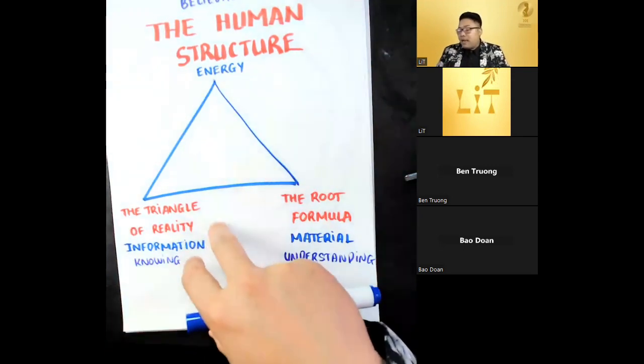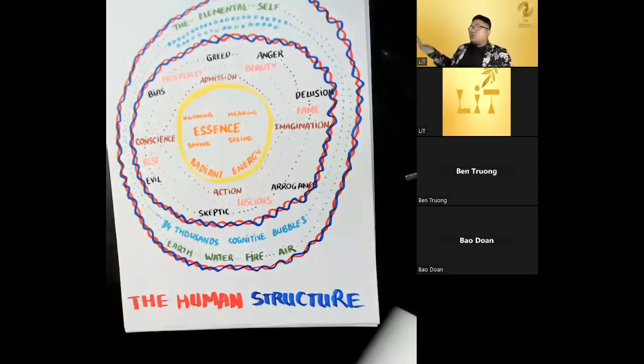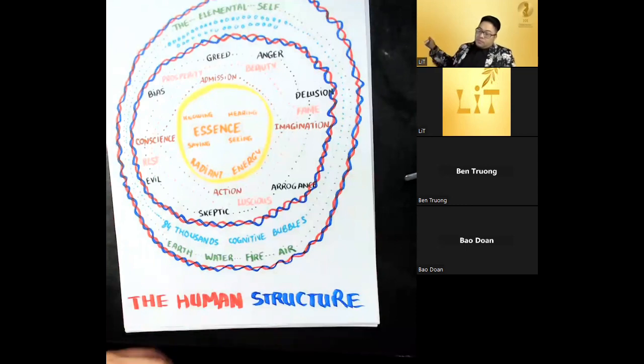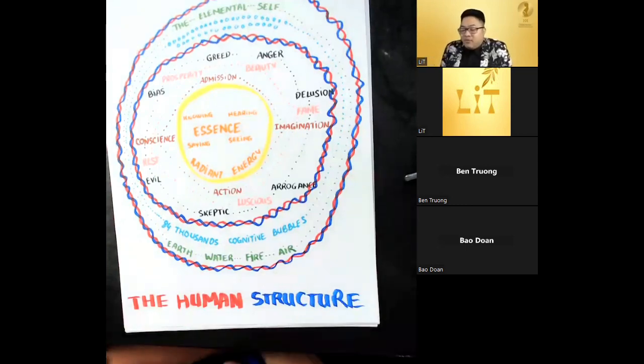So when we look at the human structure, it might be very confusing at first, but trust me, this is the simplest version of the human structure, because we are very, very complex. To put that complexity into one piece of paper, that is amazing.